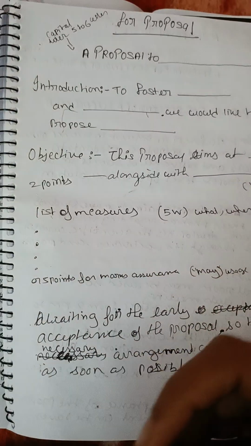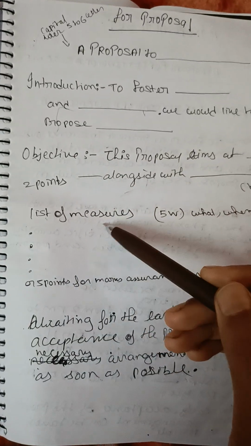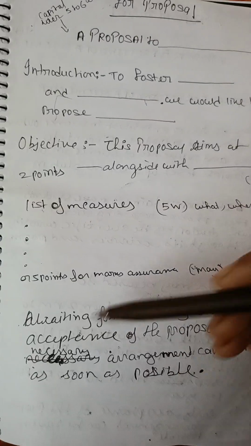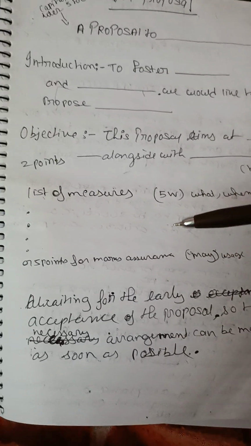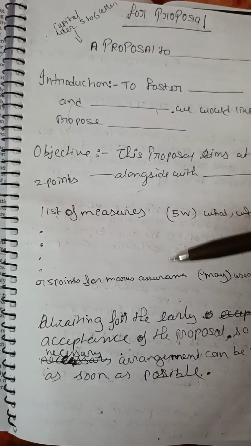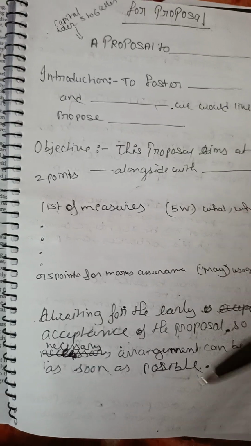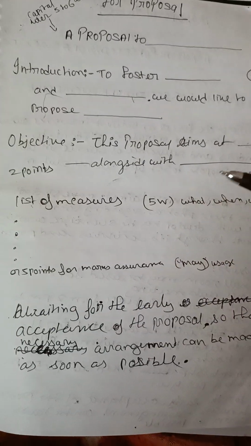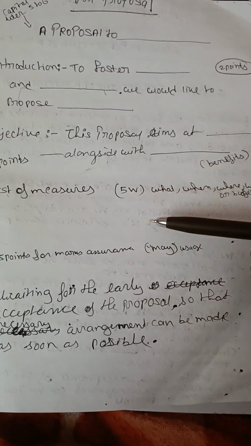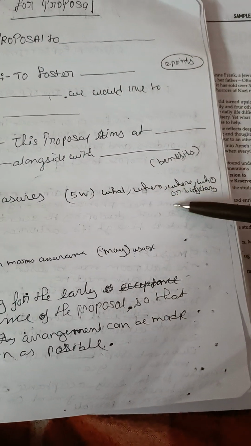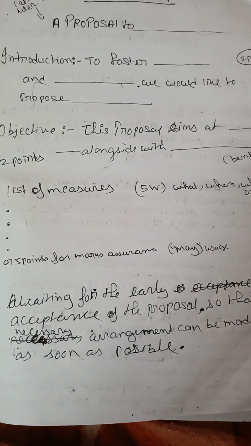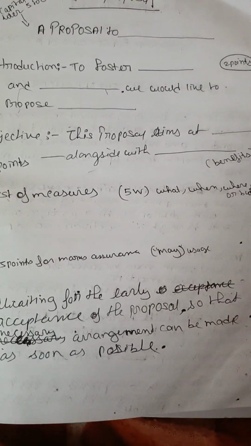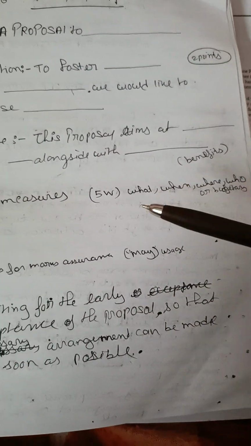Now the next thing we will move to is list of measures. If anyone does not know what the list of measures is, it means the things you will need to organize this club, this organization, this drive or anything. Okay, for the list of measures, you can just follow the 5W or 4W, that is what, when, where, who, or the budgetary needs, like this is the amount of money I need. I'm gonna give you an example of what I mean by the 5W.